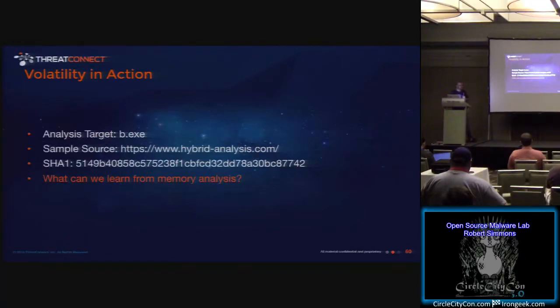So I have an analysis target of b.exe, and on a side note, if you have an executable file that is one character.exe, like 2.exe or 7.exe, that is malware. That is always malware. But let's look. This is, again, I downloaded this from Hybrid Analysis. You can follow along yourself by going and getting this file. There is the SHA-1 so that you can find it yourself and reproduce what I have talked about here.